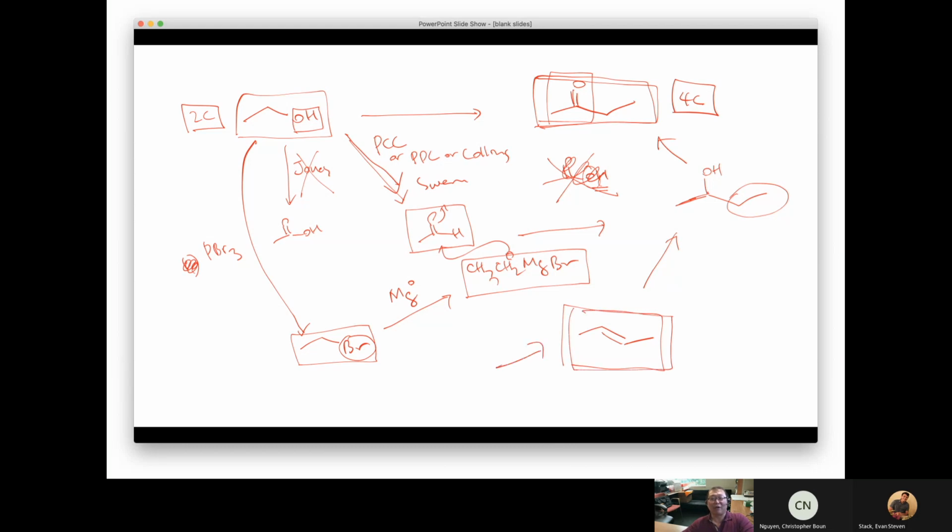We can make this from an aldehyde, and then we need some other reagents from there. There's something called the Wittig reaction that we're going to learn later, after test one. So this route is also possible. Right now I'm trying to limit it to only the reactions that we've talked about so far. So this first route is the one given here, but this is also a viable route, and we can talk about that later. I guess it's about time.